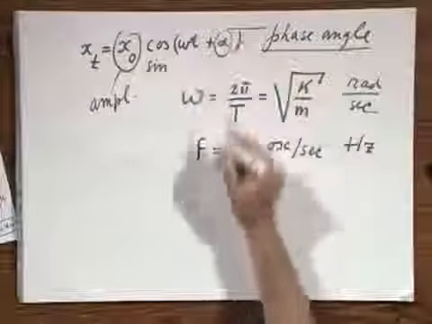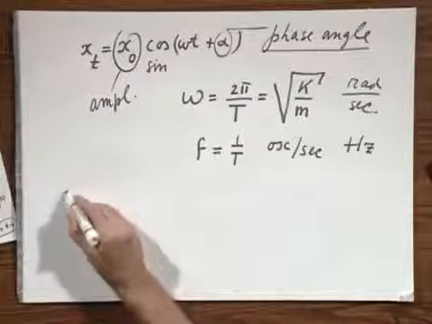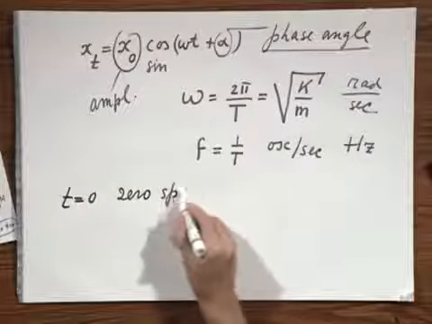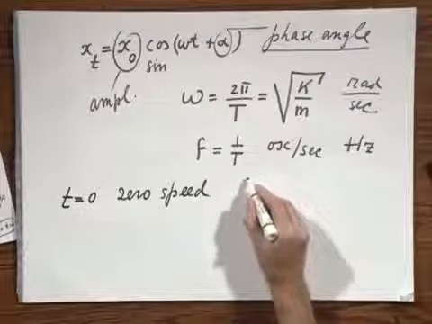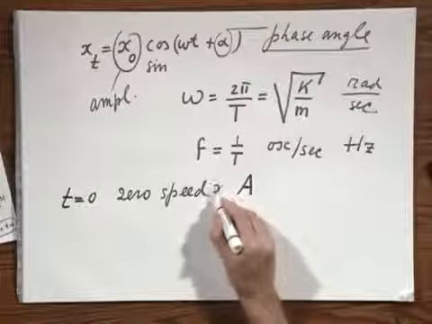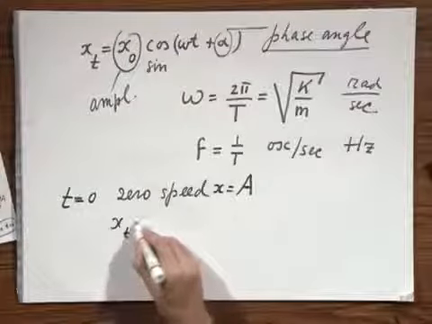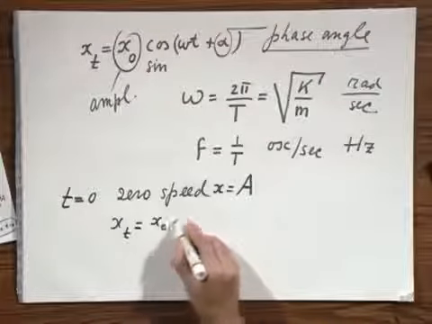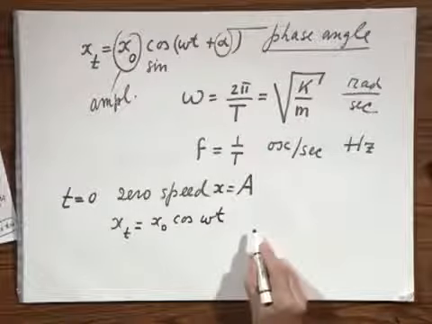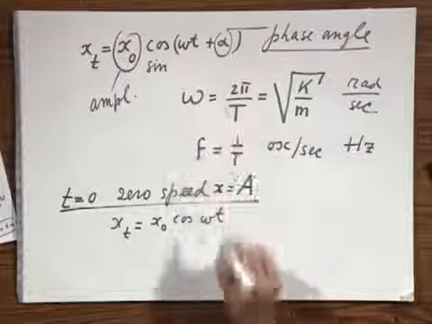I can make alpha 0 if I want that. I can release the mass m at t equals 0, and I can do that with 0 speed. And if I do that from a location x equals plus A, then x as a function of t would be x0 times the cosine of omega t. You can check for yourself that by stating the initial conditions the way I did, I have made alpha 0.